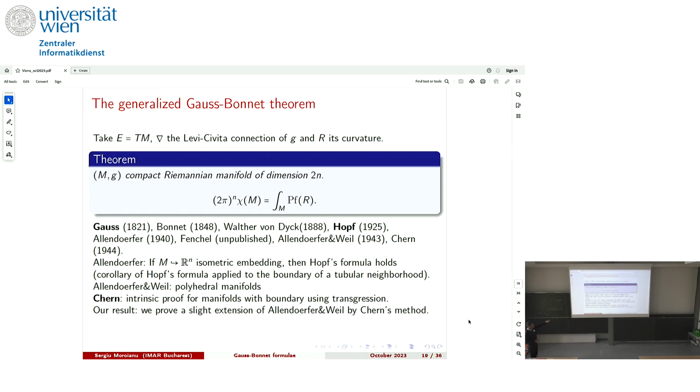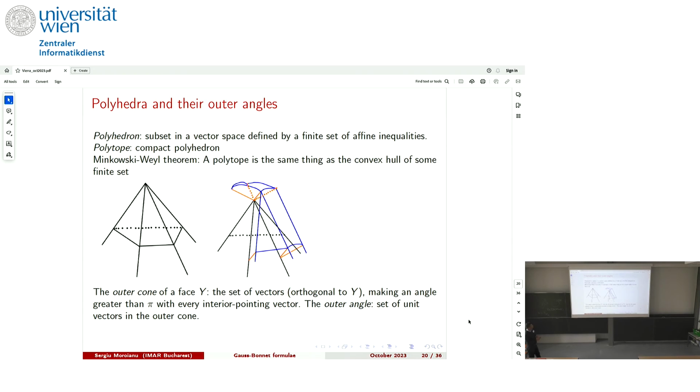Okay, so there is a more general formula that I didn't write, and one of the goals of my talk is to present this formula with a proof in the spirit of Chern. Okay, so now let's move to polyhedra and polyhedral manifolds. So a polyhedron, I guess most people here know what polyhedra are. They are just given by degree 1 inequalities in Euclidean space, or they are the convex hull of a finite number of points. When they are compact, polyhedra or polytopes can also be defined by their vertices.